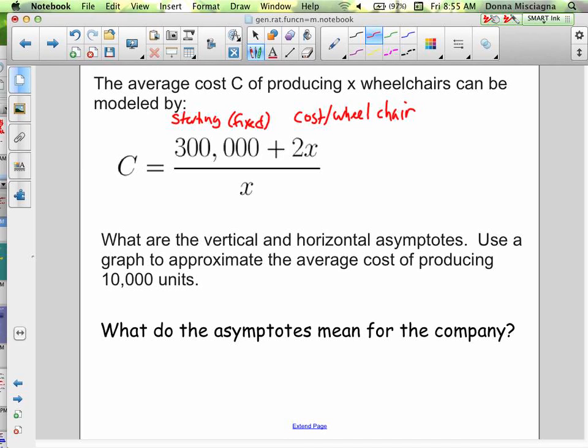So what's the vertical asymptote? Vertical asymptote is x equals 0. So x equals 0 is the vertical asymptote. Actually, let me write vertical asymptote first.